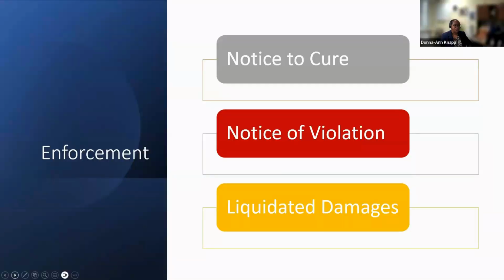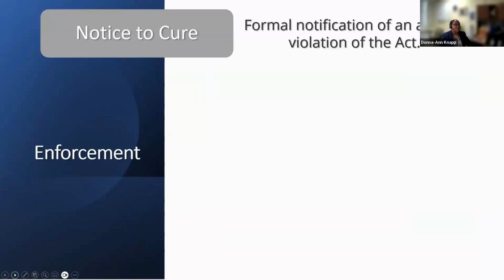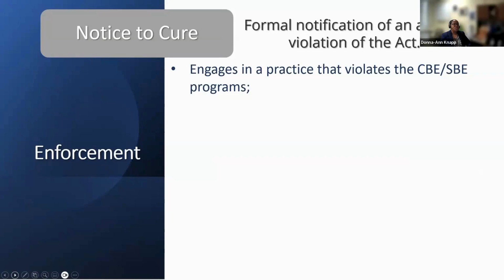Now we're going to talk about enforcement. There are typically 3 areas of enforcement: notice to cure, notice of violation, and liquidated damages. The notice to cure comes from an alleged or perceived violation of the act, meaning it looks like it could be, it's going down that path, we're not entirely sure.